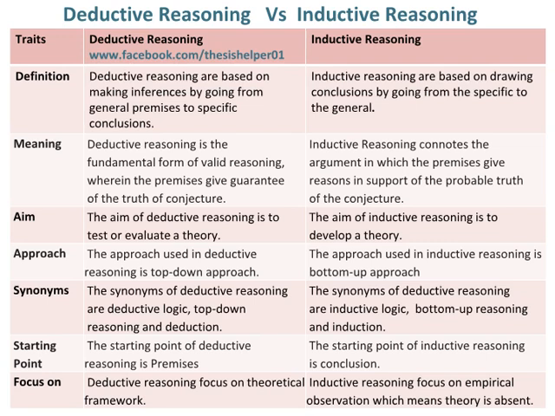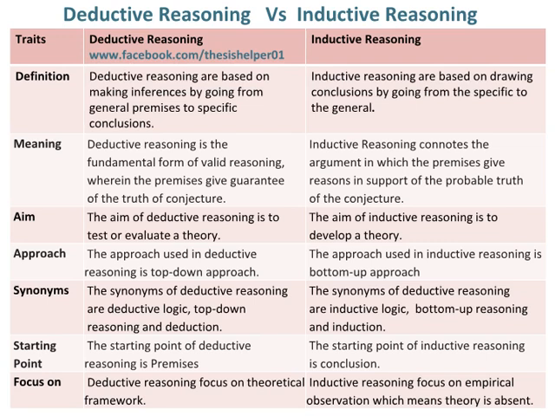Deductive reasoning is the fundamental form of valid reasoning, wherein the premises give a guarantee of the truth of the conjecture. Whereas inductive reasoning connotes the argument in which the premises give reasons in support of the probable truth of the conjecture. The aim of deductive reasoning is to test or evaluate a theory, whereas the aim of inductive reasoning is to develop a theory.